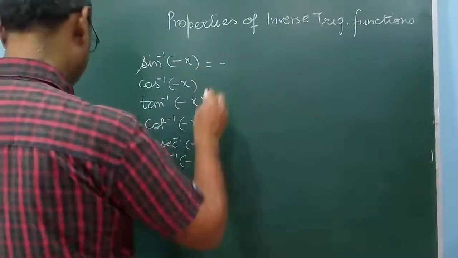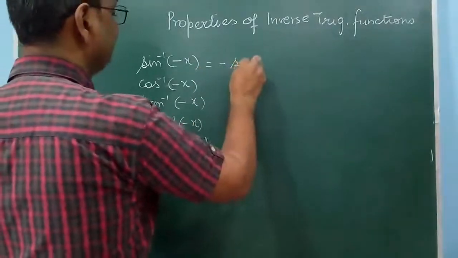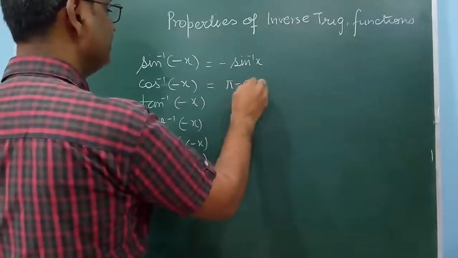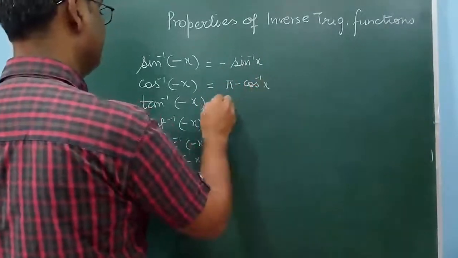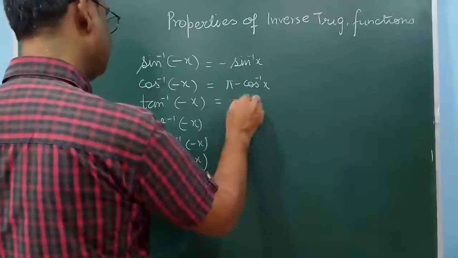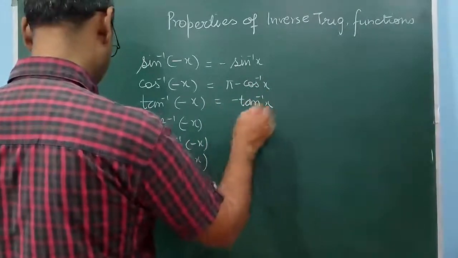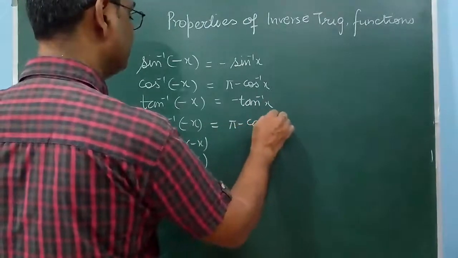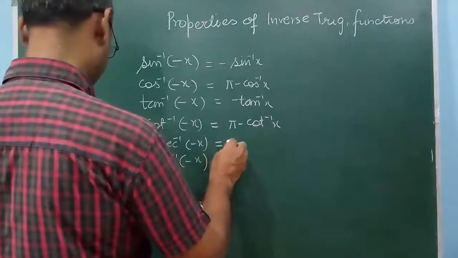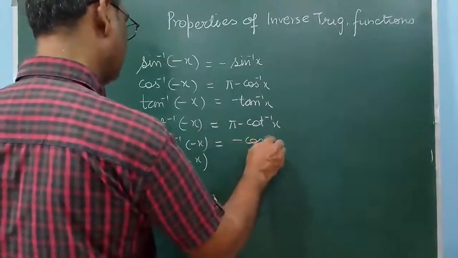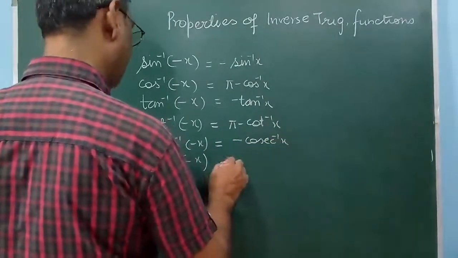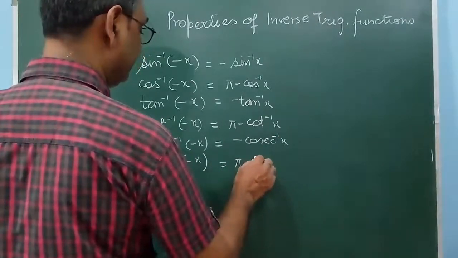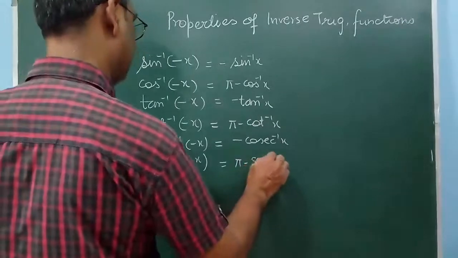Whenever it is there, it is minus sine inverse x. This is pi minus cos inverse x. This is minus tan inverse x. This is pi minus cot inverse x. This is minus cosec inverse x, and this is pi minus which one? Sec inverse x.